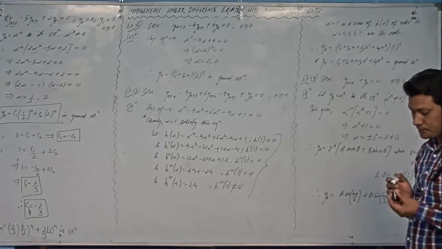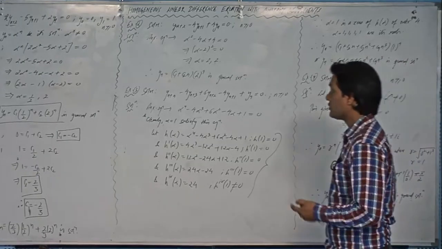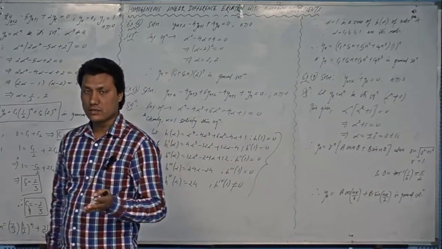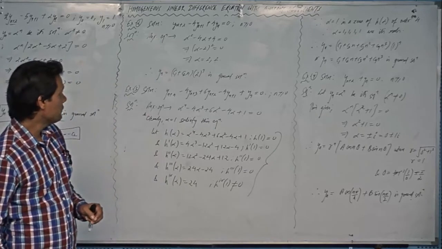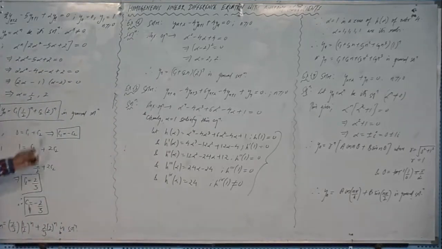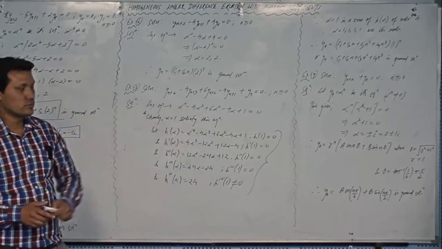So this is what the solution of a homogeneous linear difference equation with constant coefficients appears as. And we have only 3 cases: the real and distinct roots, where the solution is written in this form, and then repeated roots, where the solution is written in this way, and then complex roots, right?